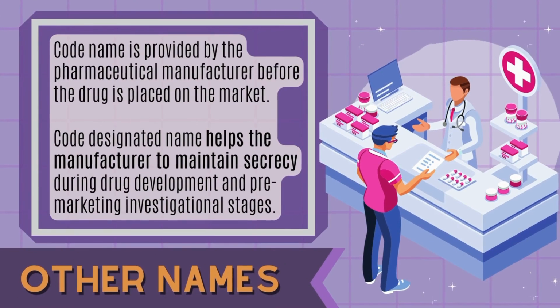In addition to the formal chemical and non-proprietary names, a drug may have a code-designated name. The Chemical Abstracts Service Registry provides a unique reference number to all chemical moieties, including each salt, hydrate, isomer, and racemic form of the drug. The other name, or the code name, is provided by the pharmaceutical manufacturer before the drug is placed on the market. A code-designated name helps the manufacturer to maintain secrecy during drug development and pre-marketing investigational stages.